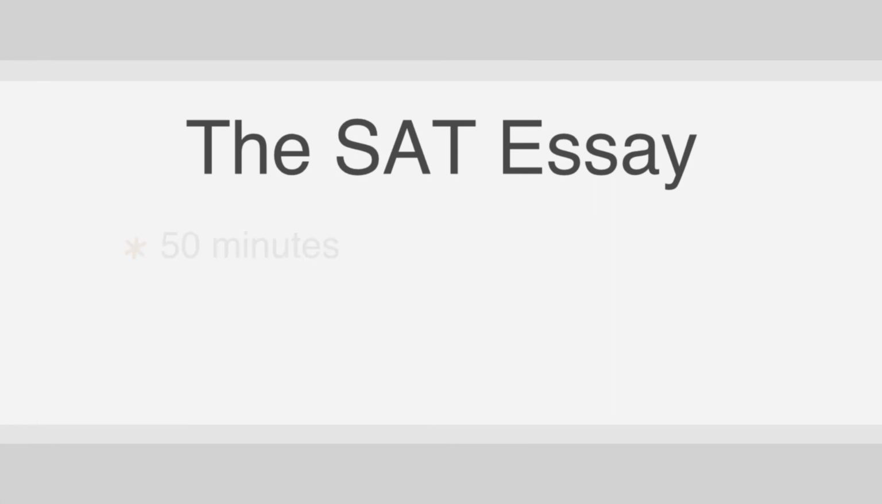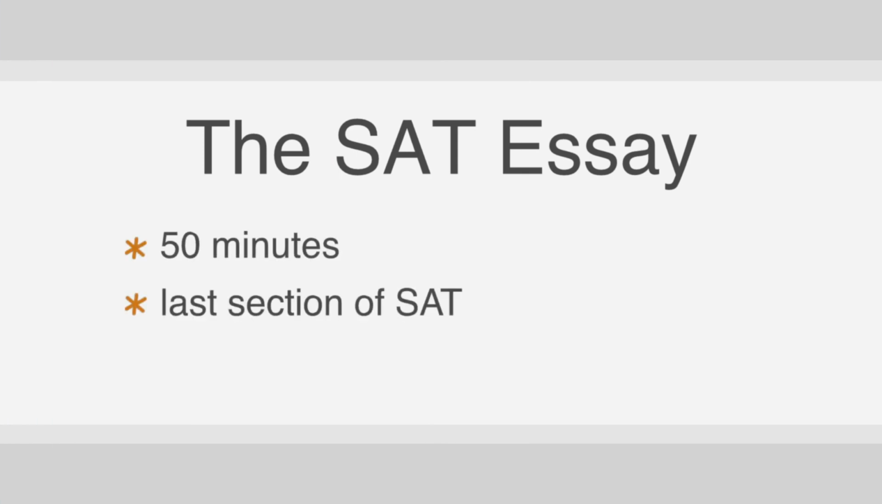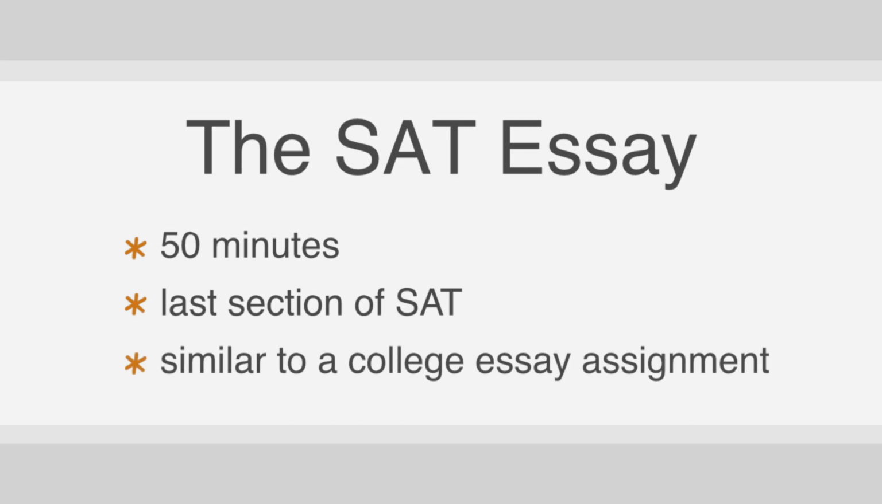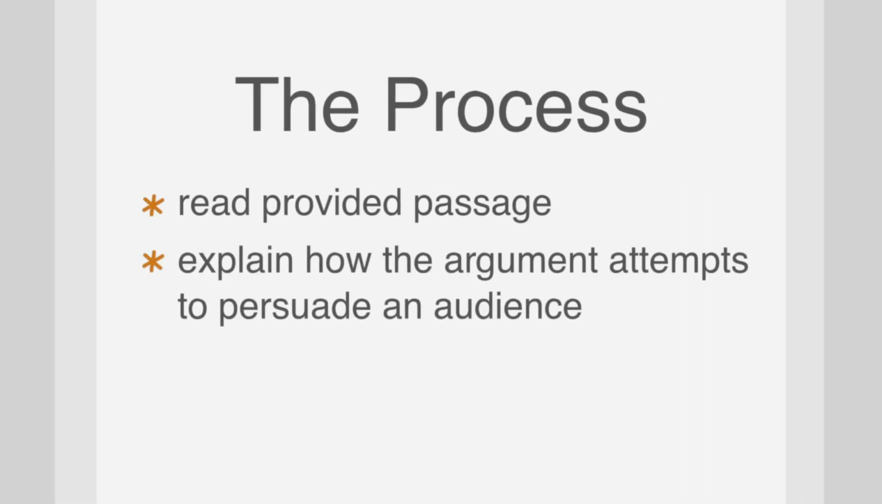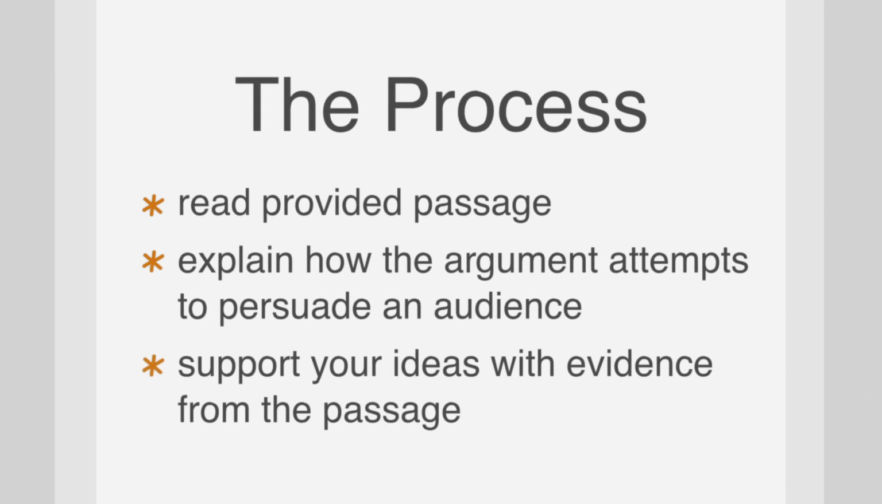The SAT essay section is 50 minutes long and is the last section of the test. It's intended to be similar to a standard college essay assignment. The process includes that you read the provided passage, explain how the argument attempts to persuade an audience, and then support your ideas with evidence from the passage. Unlike most college essays, your essay will be read and graded by two different people.